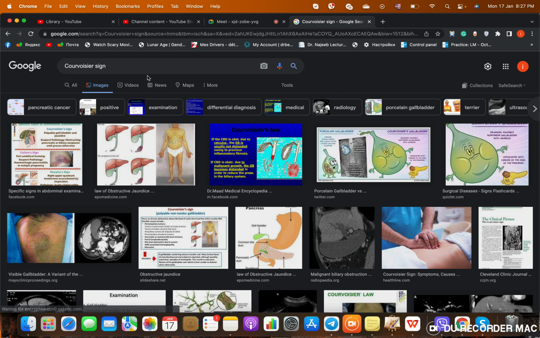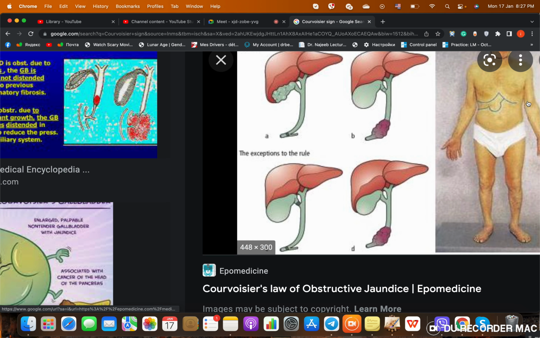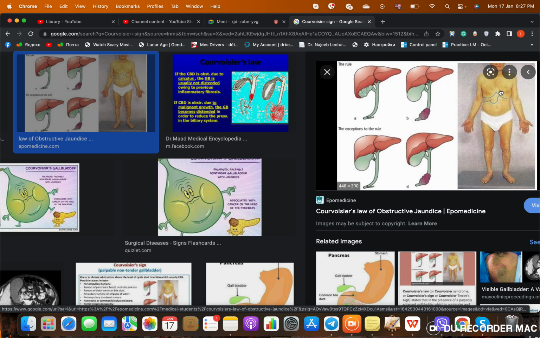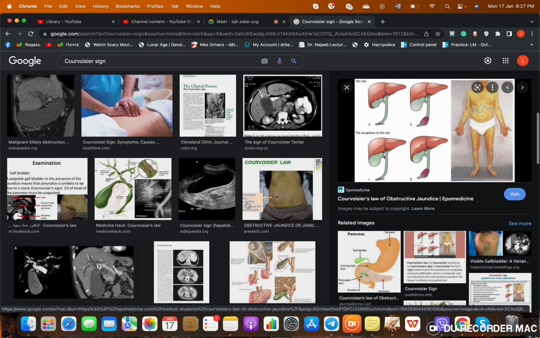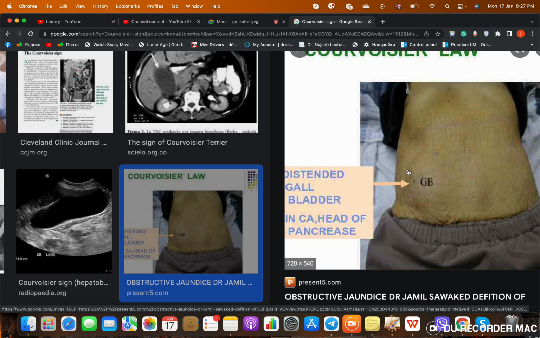They will never tell you Courvoisier sign. They just won't tell you that, okay? But what will they tell you? That there is a palpable gallbladder or a palpable big mass in the right upper quadrant and the patient has jaundice. This is Courvoisier sign. Guys, the gallbladder will be really big. I mean, see, this guy, this is his gallbladder. This is ridiculously big, okay?